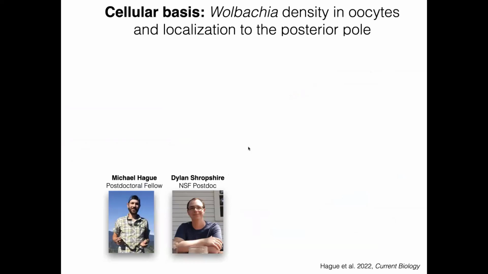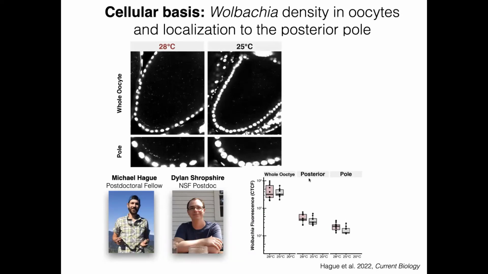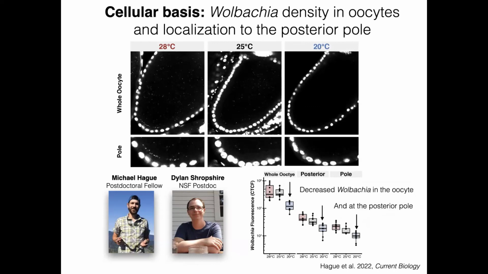You might be wondering, what's the cellular basis of this? So what we did is we looked at developing female oocytes under the same conditions, at these stages where Wolbachia need to get to the posterior pole to get into the next generation, to get into the germline. We did this at 28. We did this at 25. These are just focal images, and I'm summarizing the amount of Wolbachia in these various regions: the whole oocyte, the posterior region, and then the pole where they need to be to get into the germline. You can see 28 and 25 are pretty similar, just like transmission. But when we do it at 20C, we get significant reductions in the total amount of Wolbachia in the oocyte, the amount of Wolbachia at the posterior region, and the amount of Wolbachia at the pole where they need to be.